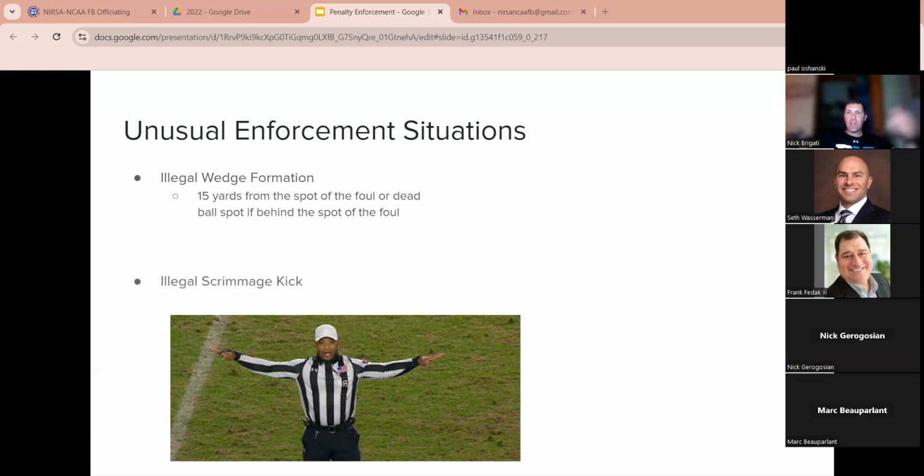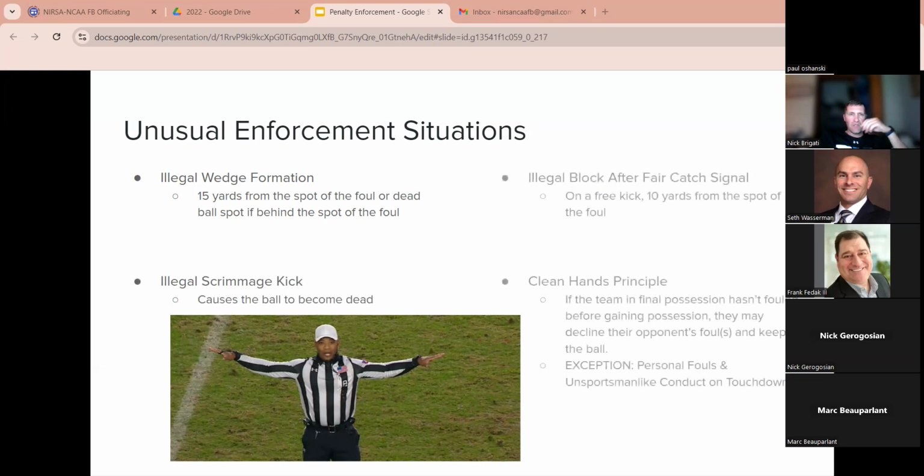We have an illegal scrimmage kick for running beyond the ball or beyond the neutral zone and kicking the ball, or having been beyond and returning and kicking the ball. That causes the ball to become dead. 5-yard penalty, previous spot, loss of down. Other fouls include illegal blocks after a fair catch signal on a free kick. That is a 10-yard penalty from the spot of the foul, even if that occurs during the kick, which inevitably would have to occur during the kick. Obviously, if it occurred during a scrimmage kick, it's just a post-scrimmage kick foul.